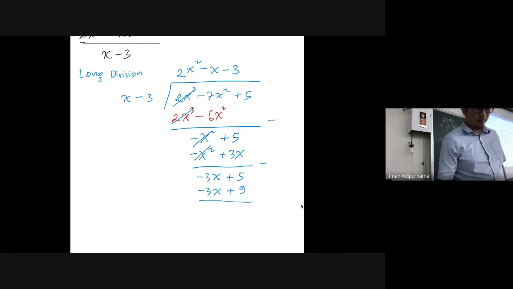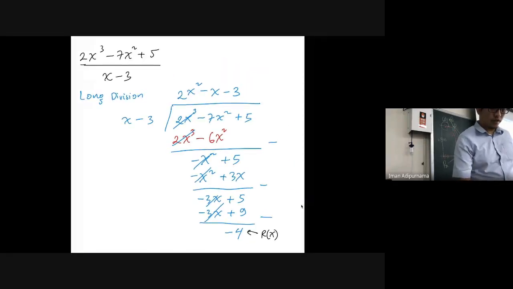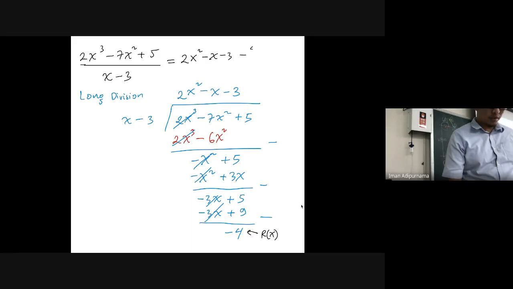And then minus, it cancels here, it will be negative 4. So the remainder is negative 4. This is the R(x). So I can write this as 2x squared minus x minus 3, minus 4.